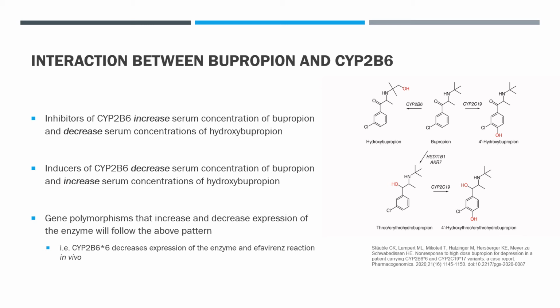Now, sometimes, for some drugs, that might sound like a good thing, but as we talked about before with bupropion, the active metabolite is very important in the mechanism, up to 20 times more potent. So, for example, if we have something that decreases expression of the enzyme and in turn decreases the efavirenz reaction that hydroxylates bupropion, we're going to have a much less effective drug.